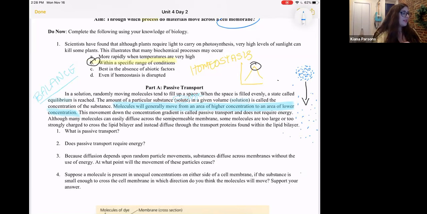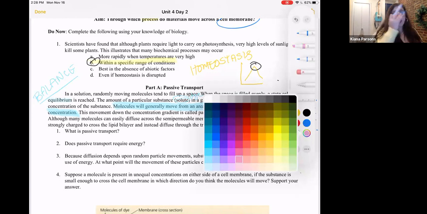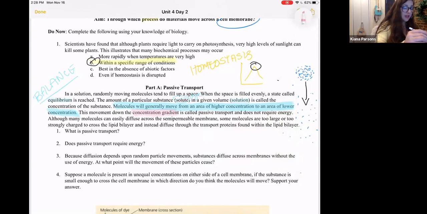Critical. So this movement down the concentration gradient, and that's another important term. So the concentration gradient is a gradient color pattern, right? Like it goes kind of like this little color palette here, that it goes from light to dark, like changing. That's the concentration gradient, going from the area of high concentration to the area of low concentration. So this, for example, here is the concentration gradient. It's darker there, and then it gets lighter.